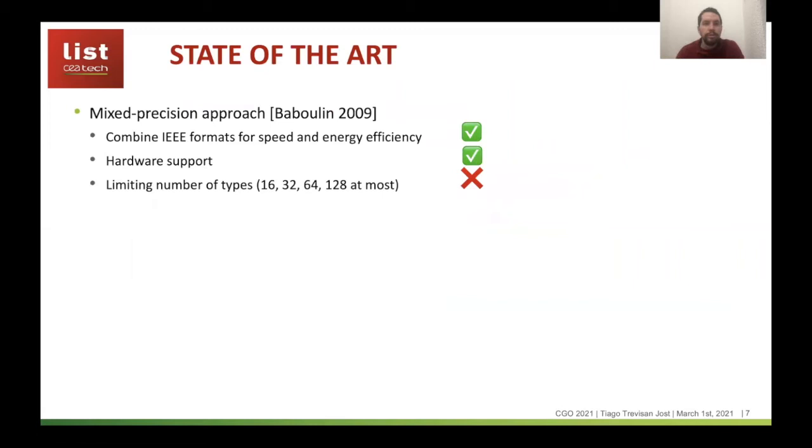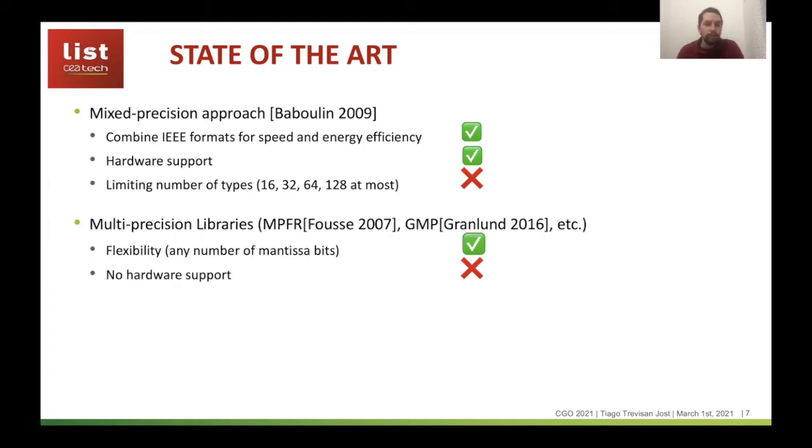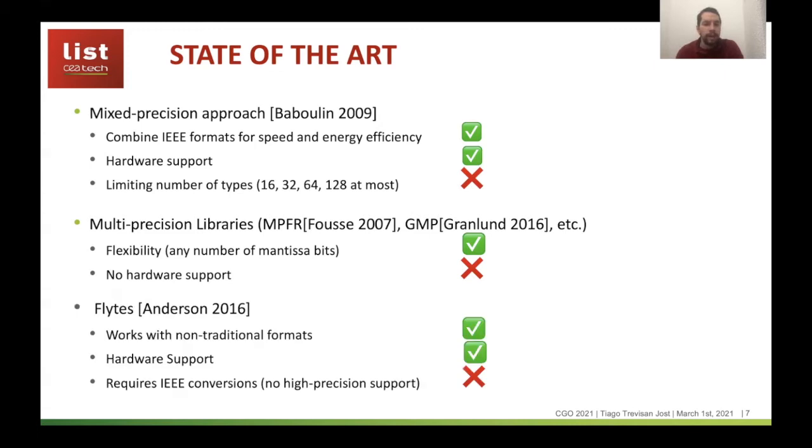There are different works in the state of the art that try to mimic variable precision computing. The mixed precision approach is one that combines IEEE formats for speed and energy efficiency. It has hardware support, but is still limiting on the number of types that we can use. Multi-precision libraries like MPFR and GMP offer high flexibility, but have no hardware support. And Flexpoint from Anderson 2016 works with non-traditional formats. It has hardware support as well, but requires IEEE conversions, which means there's no support for high precision in any sort of way.